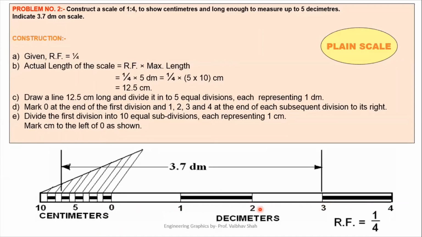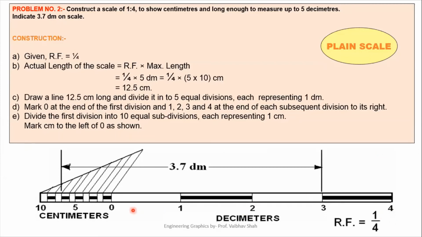Now it is time to give the numbering. So we'll start from your first division end point. So we'll start from 0 here. So 0, 1, 2, 3 and 4. Now it is actually 5 decimeters, but we are starting from the end of the first division. So it will always show one digit less than your actual maximum length, which is your 5 decimeters. It is showing 4 decimeters here.